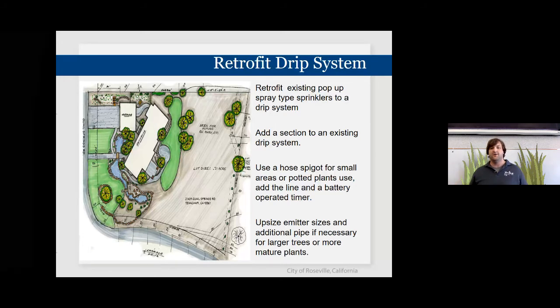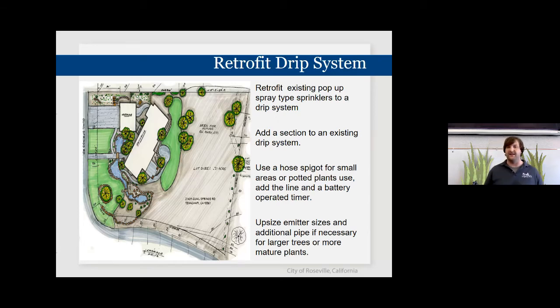So retrofitting a drip system, one thing that you can definitely do is take an old sprinkler system that may have been watering your shrubs in the back or different areas like that. You can actually retrofit these into a drip with almost no trouble. You can take existing pop-up spray type, convert them to a drip, or maybe you're going to add a section to an existing drip, use a hose spigot for smaller areas. So one thing that you can do is you can tie a hose spigot on the side of your house to maybe like a veggie garden or something along those lines.